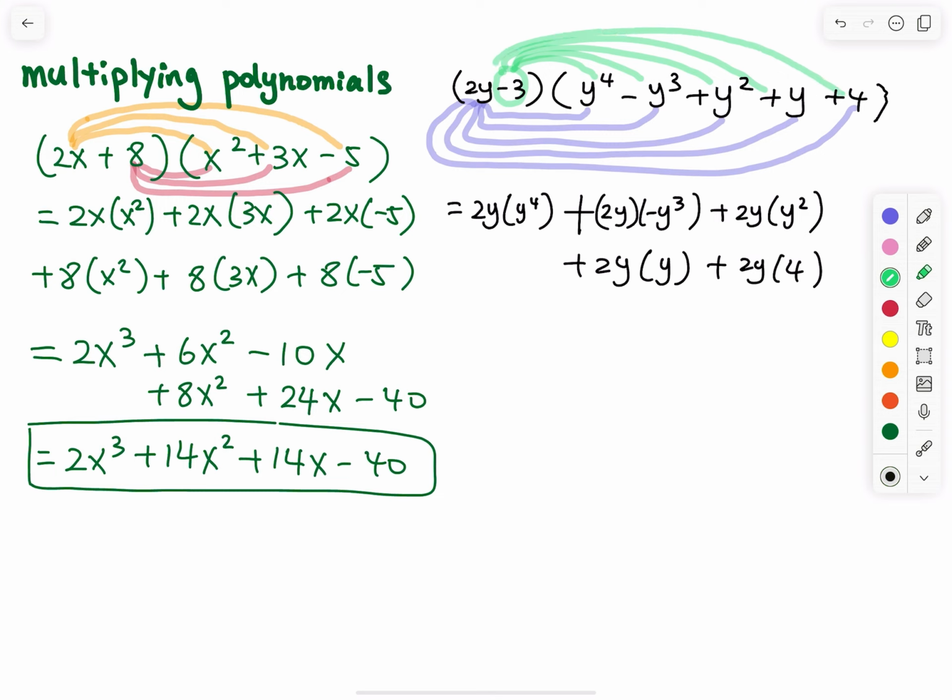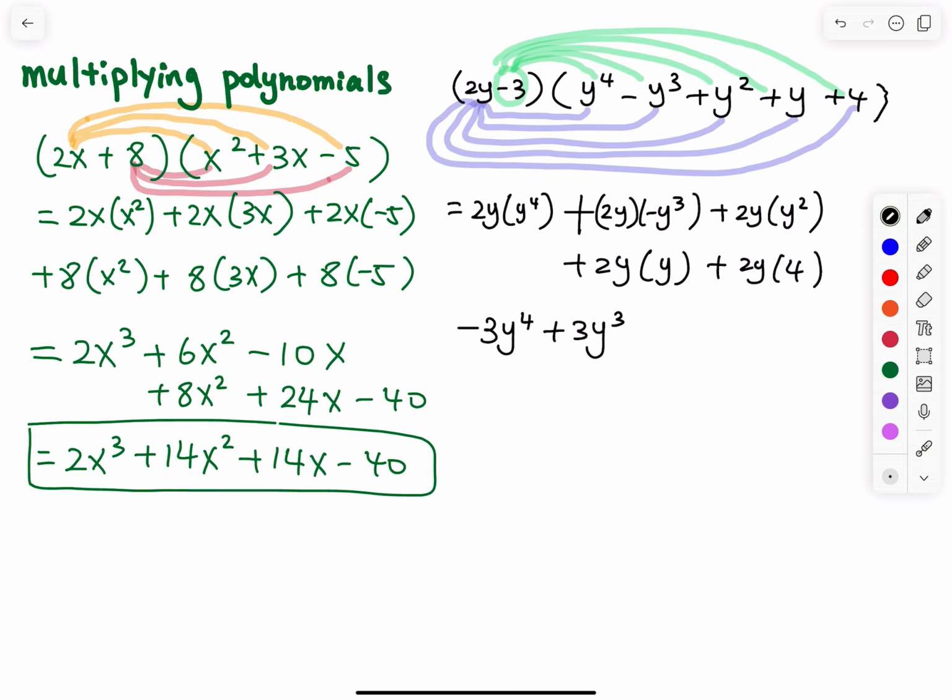Take the negative 3 and multiply it to each term. So that will be here. Pay attention. Minus 3y to the 4th. Negative 3 times minus 3y to the third here, minus, minus, so that will be, watch, plus 3y to the third.